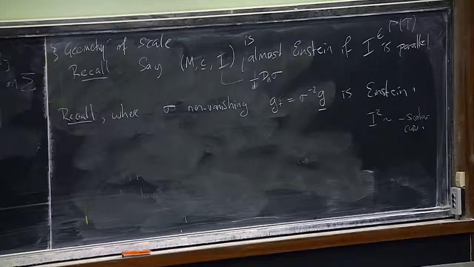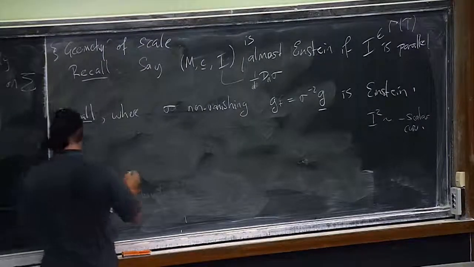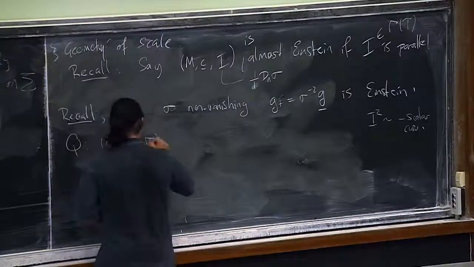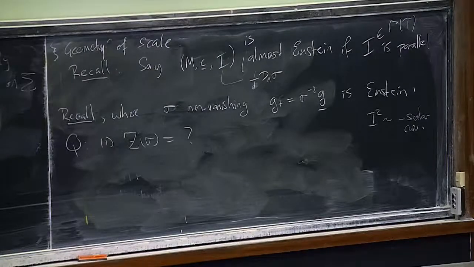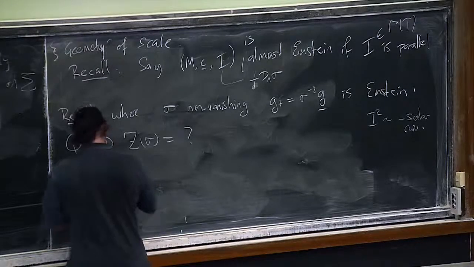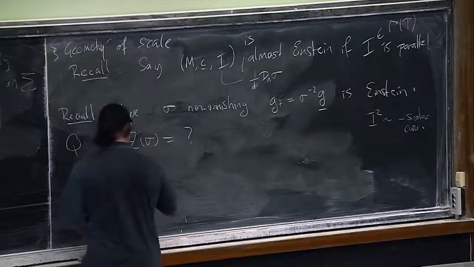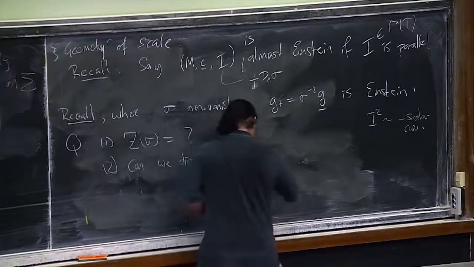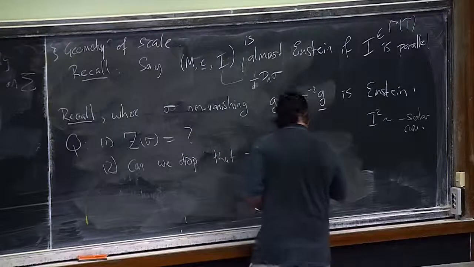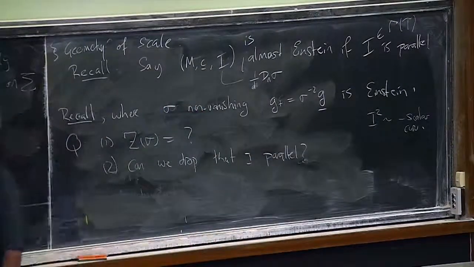Okay, so here's the question, or some questions. What does the zero locus of sigma look like? Is this a good idea? Is the zero locus some sort of horrible mess, or is it a nice set? And then the next question is, can we drop that I is parallel? That doesn't make sense in the context I'm talking about, but what I mean is, can we somehow draw something from this almost Einstein situation that applies much more generally? Yeah, of course you can. That's why I want to talk about it.